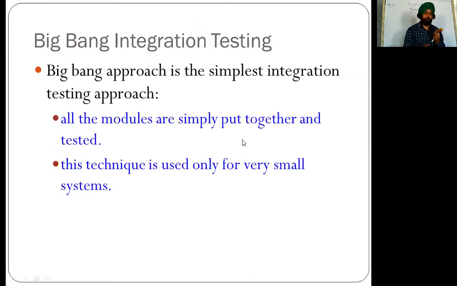So the Big Bang approach is the simplest form of integration testing. Here all the modules are simply put together and tested, which means it is a big bang. All the modules of your system, the code of each and every module, are put together and tested. So this is the simplest type of integration testing. You just collect all the modules and test them together.